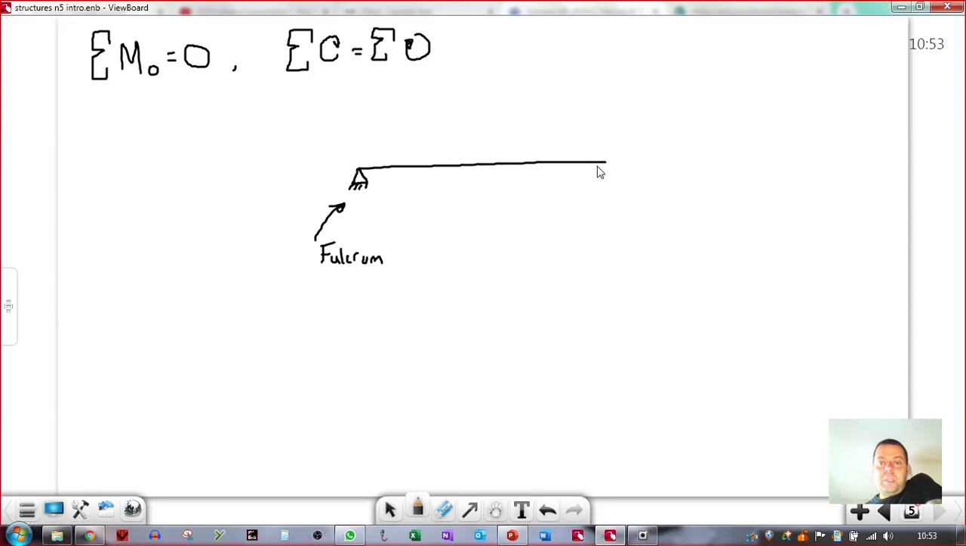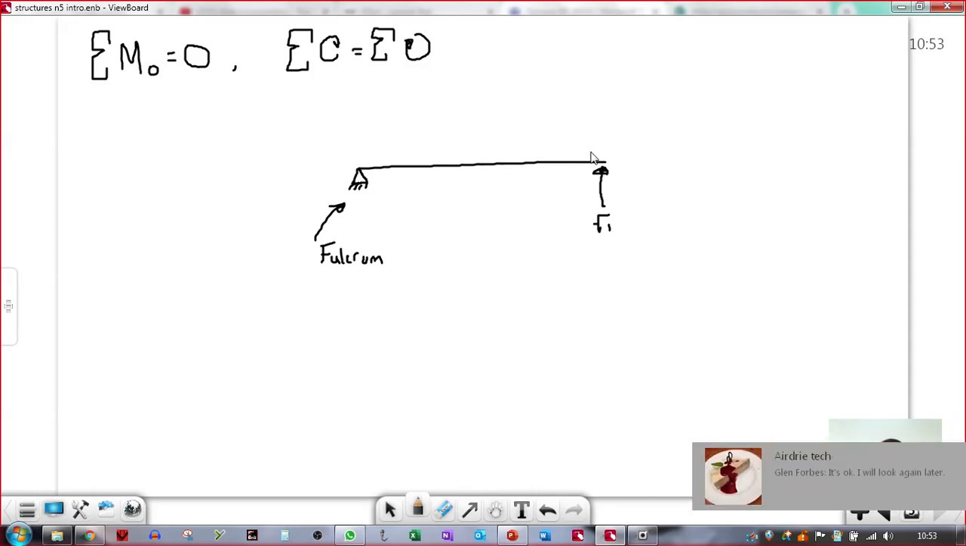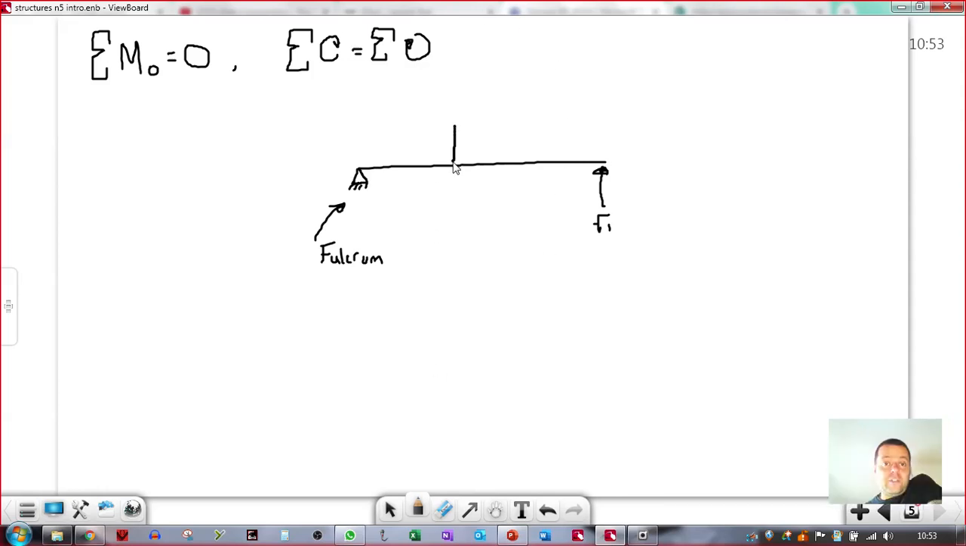And if I apply an upwards force to this at some point a distance away, then this beam will rotate around that point, because there's nothing lifting at this side, it's only being lifted at this side, so the beam will rotate. And the idea is that we might do that to lift something heavy.